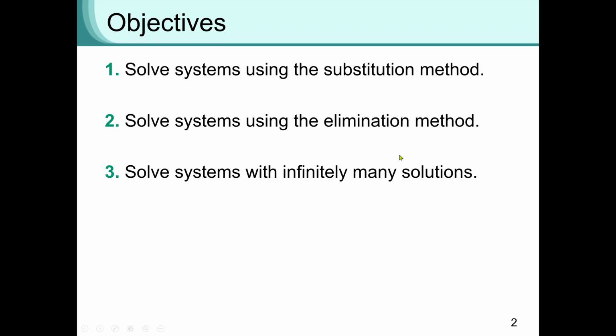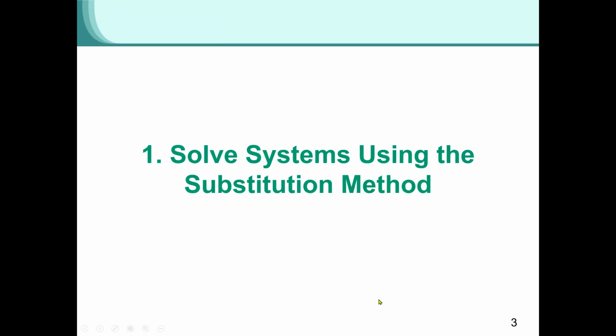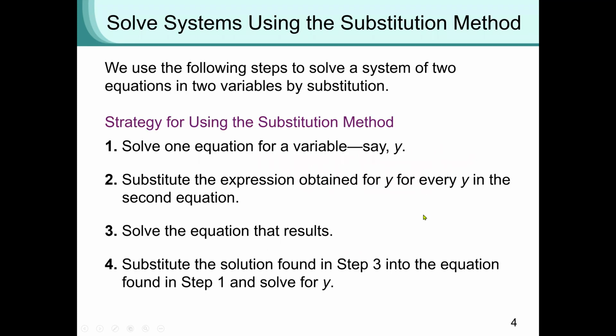In our next lectures, we're going to learn how to solve systems of linear equations, again, using determinants and also matrices. In these lectures, we're going to focus on only two variables with two equations. So our first step is to solve a system of linear equations using the substitution method. In this case, it will be again two variables with two equations. So here we use the following steps to solve a system of two equations in two variables by substitution.